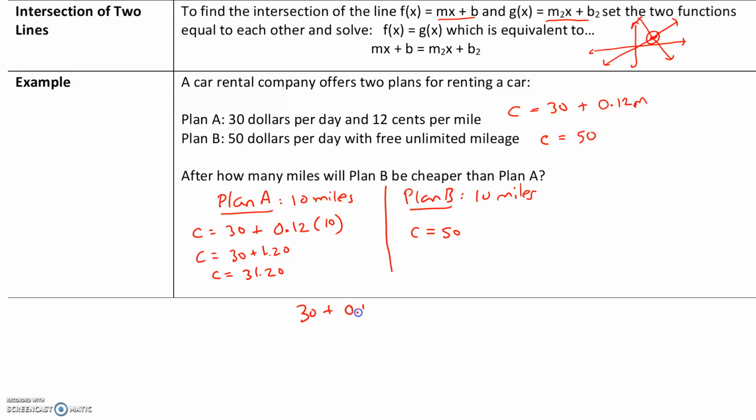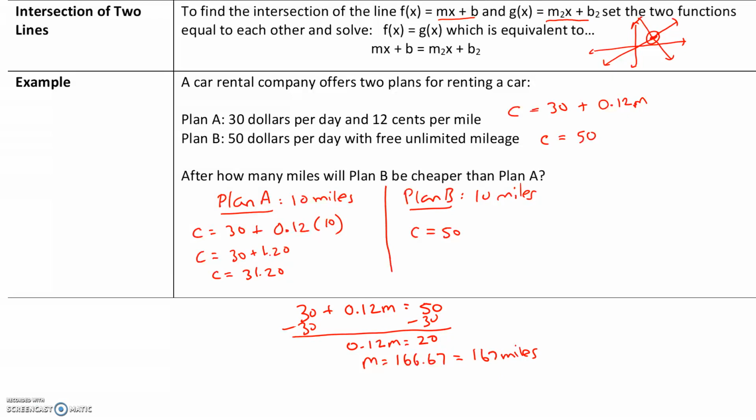So we have 30 plus 0.12 m equals 50. We move the 30 to the other side, so we get 0.12 m equals 20, and then we are going to divide both sides by 0.12, and we get m equals 166.67. But in terms of miles, we don't really count 166.67 miles. We're going to round this up to 167 miles. So after 167 miles, plan B actually becomes cheaper.